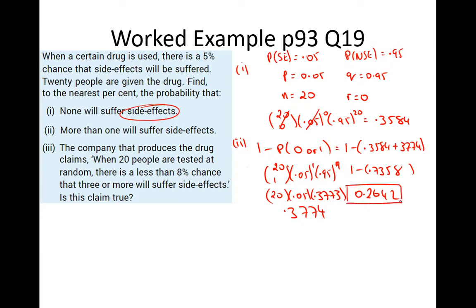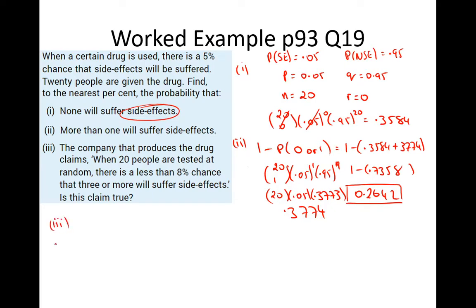Now again, look at what I did. More than 1 will suffer side effects. There's too many to worry about, because there's 2 or 3 or 4 or 5 or 6 or 7 up as far as 20. So instead of that we say not none and not 1. So it's 1 minus the probability of none or 1. And that's what I did here. We know the probability of none is the first answer, 0.3584. The probability of 1 I've just worked out down here as 0.3774. So I add these two together, take it away from 1, and that's the probability that more than 1 will suffer side effects. Okay, part 3.